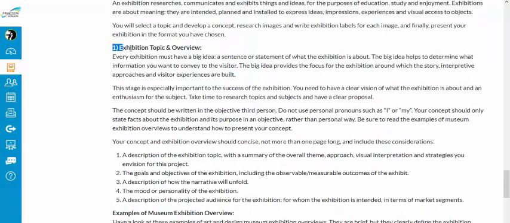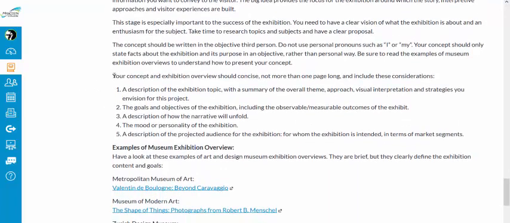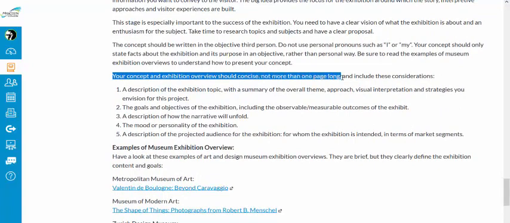So you're just going to have a big idea about what the exhibition is about. And you need understanding of what the exhibition is about. Your exhibition concept should be no more than 1 page long and include some of these considerations. I've included some examples of museum exhibition overviews from various art and design museums.